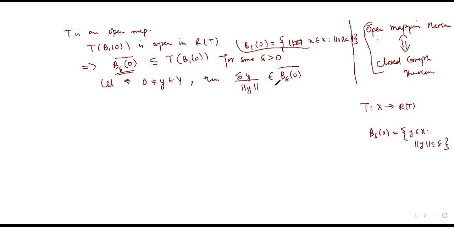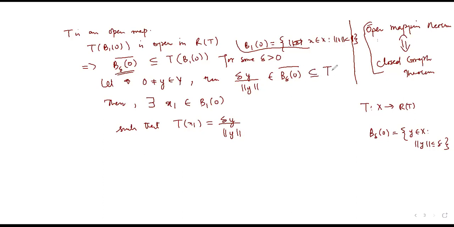So this is what I have. So this belongs. Obviously, you just take the norm and see, it will be less than or equal to delta, because this norm is 1. Actually it will be equal to delta, so it will belong here. And if it belongs here, then there would exist x1 belonging to B1 0 such that T of x1 is equal to delta y divided by norm of y, right? Because this is contained in the range of T of B1 0. This means x is where this is getting mapped, because it is in the range of B1 0. So there will be an element in B1 0 such that this is true, right?